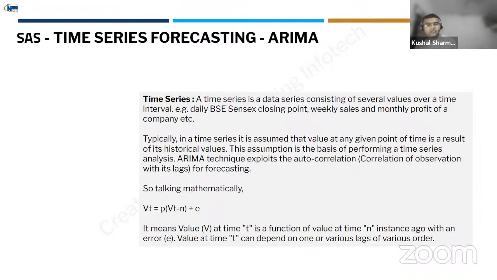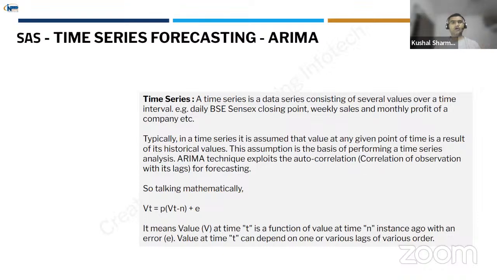So typically in a time series, it is assumed that the value at any given point of time is a result of its historical values. And this assumption is the basis of performing a time series analysis. And we are discussing the ARIMA technique. The ARIMA technique exploits the autocorrelation, that is the correlation of observations with its lags. You need to understand what exactly a lag is. Lag is basically, let's say, I bought an apple.